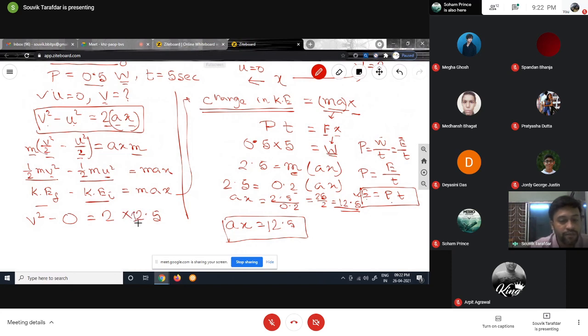It is 12.5. Okay. So V square is equal to 12.5 into 2, which is 25. So V is equal to 5 meter per second. Have you seen in this question how many concepts are there? Equation of motion you have used, kinetic energy formula you have used, P is equal to E by T formula you have used. From there you derived the value of A into X. That value you put in this formula, and then you got the value of V.